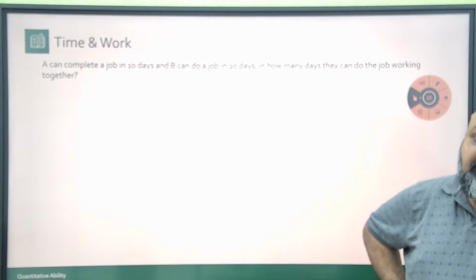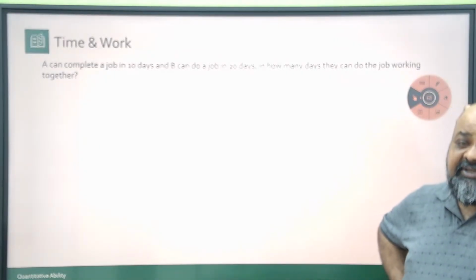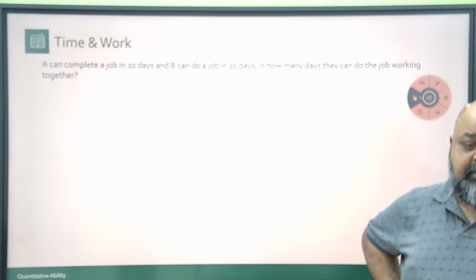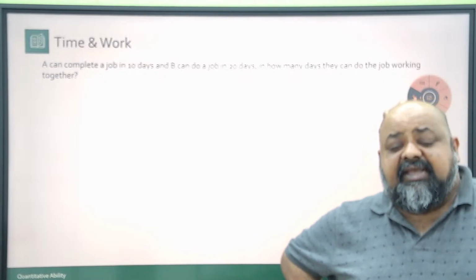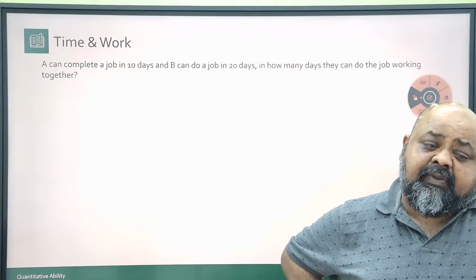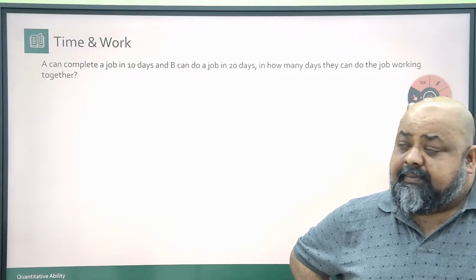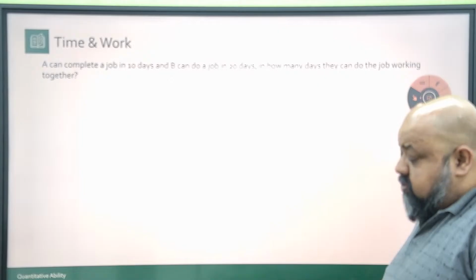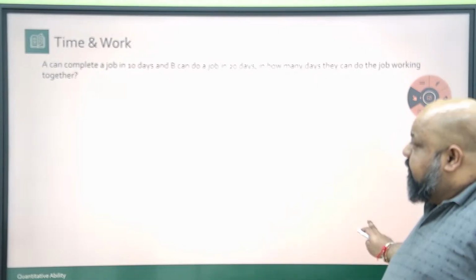But now, if I say A can complete a job in 10 days, B can do the same in 20. How many days will A and B do the work together? Again, we know that because A does the work in 10 days, in one day, A will do 1/10 of the work.